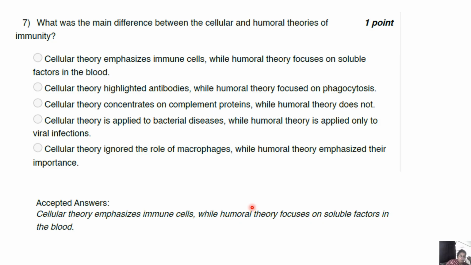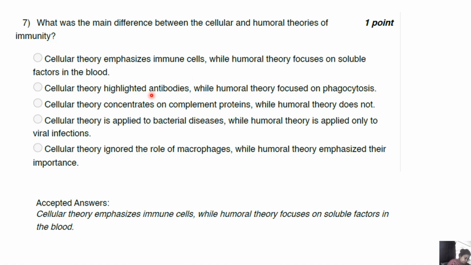Okay, so why is option A correct? It's because cellular theory is basically immune cells as written over here, and humoral theory is basically soluble factors in the blood. So this statement exactly captures the fundamental distinction between the two theories.